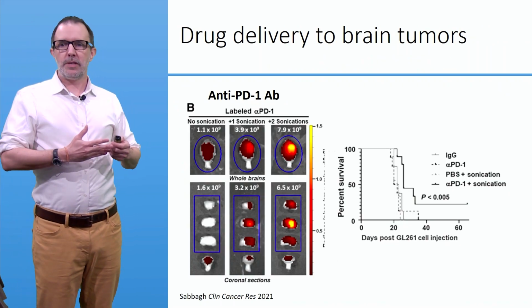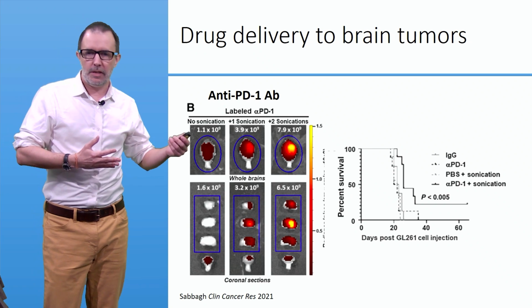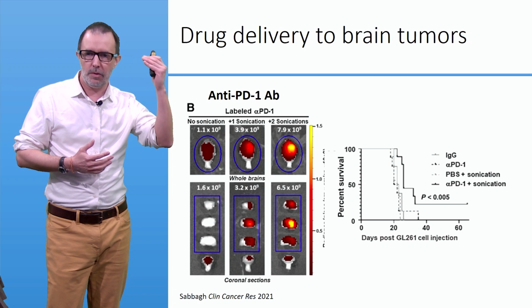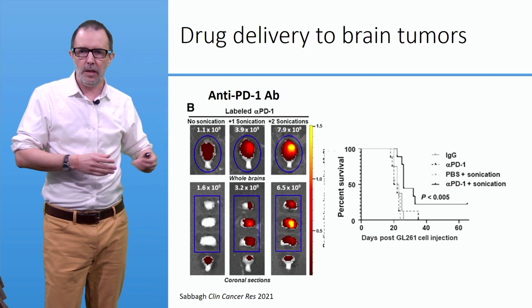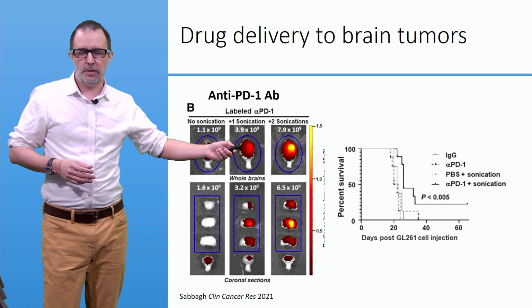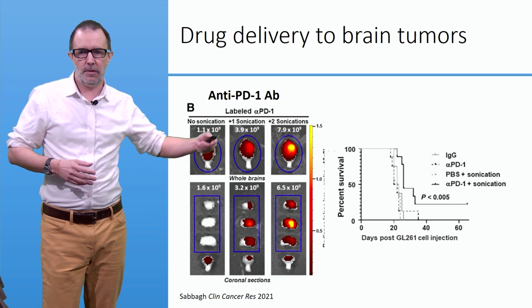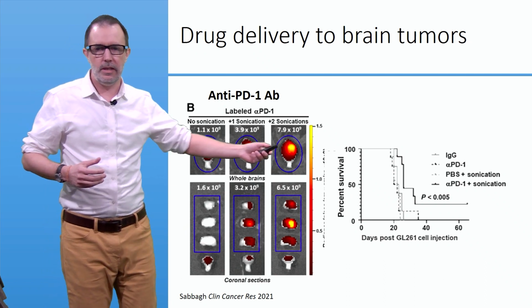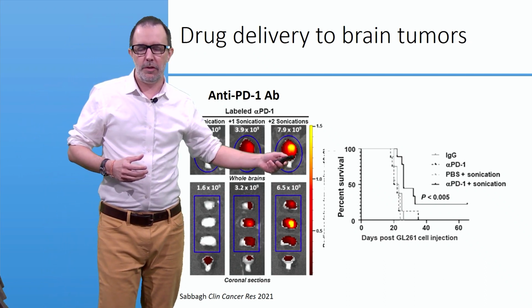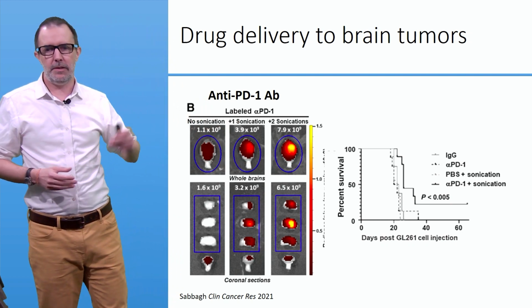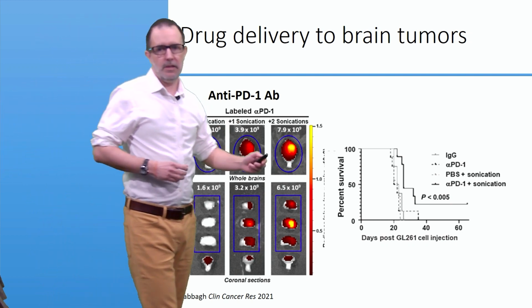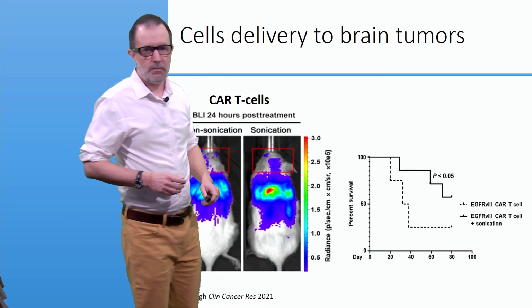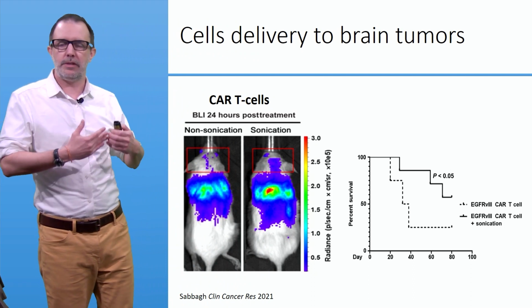We can now use ultrasound to deliver drugs, and this is an example of delivery into the brain to treat brain tumors. So this is blood-brain barrier opening. No sonication, one sonication, two sonications to deliver anti-PD-1 antibody that was tagged, and you can see how multiple sonications can improve the accumulation of the antibody in the brain, and that resulted in an improved survival of these treated animals.